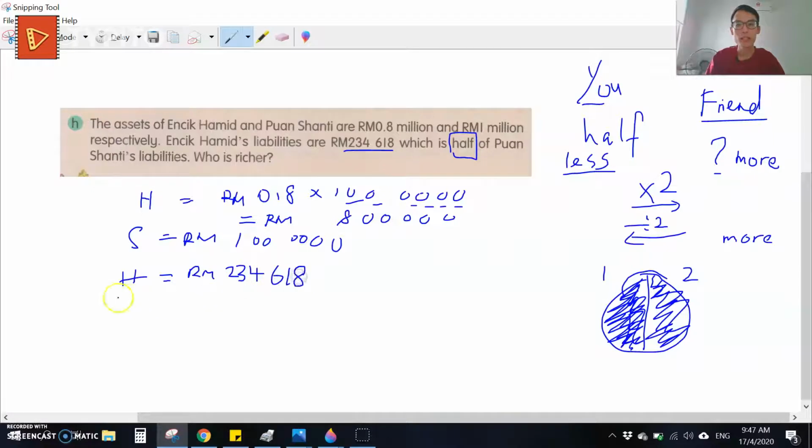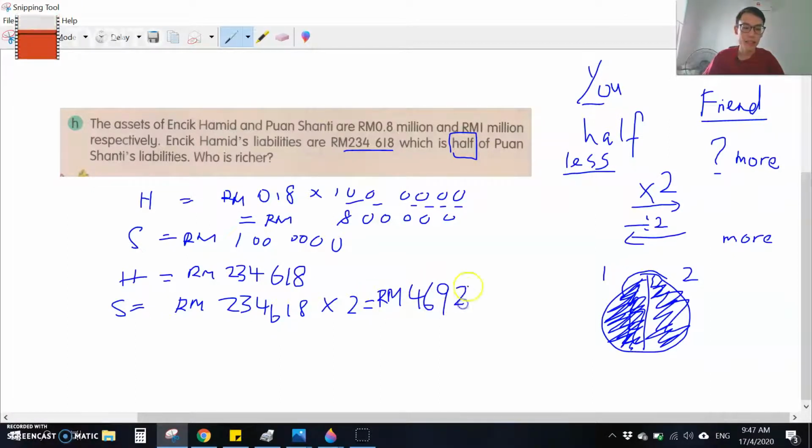So here Encik Hamid's liability is 234,618. Puan Shanti's liability, you have to times 2, because dia 2 kali ganda. Because Encik Hamid's liability is only half, separuh daripada Puan Shanti. So untuk cari Puan Shanti punya, kena darab 2. So 234,618, you times 2, you get 469,236. Okay, this is Puan Shanti's liability.